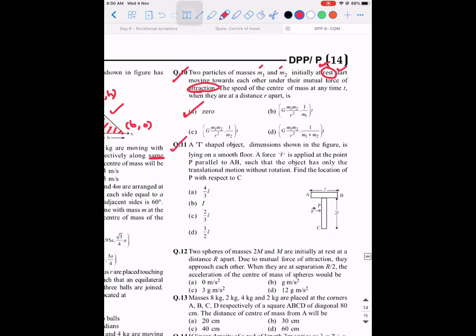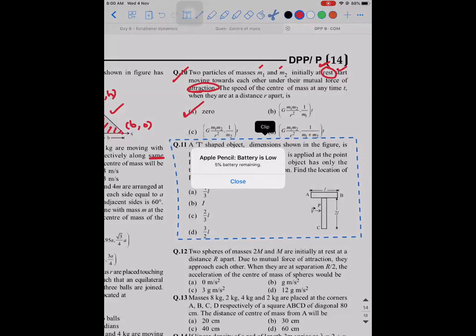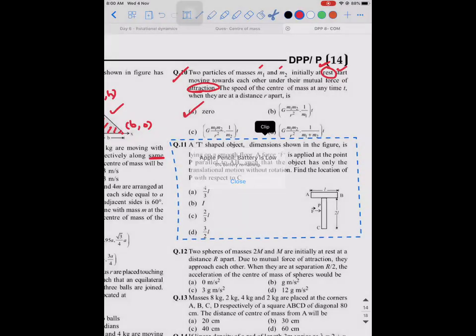Okay. 11th question. Let's try this. Is there anyone having doubt with the 10th? Is there anyone who is not clear? No. No, sir.